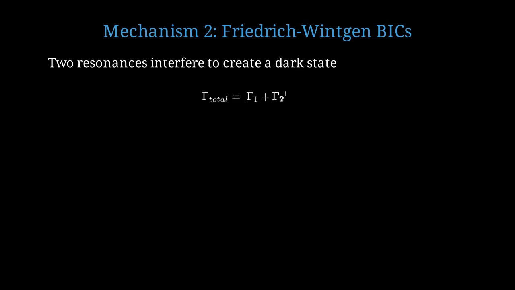The total decay rate gamma total equals the square of the sum of individual decay rates gamma 1 plus gamma 2. If these are equal in magnitude but opposite in sign, the sum is zero and we get a bound state. This mechanism requires careful tuning of your structure parameters. You need to adjust dimensions so that the two resonances arrive at the same frequency with precisely opposite coupling phases.